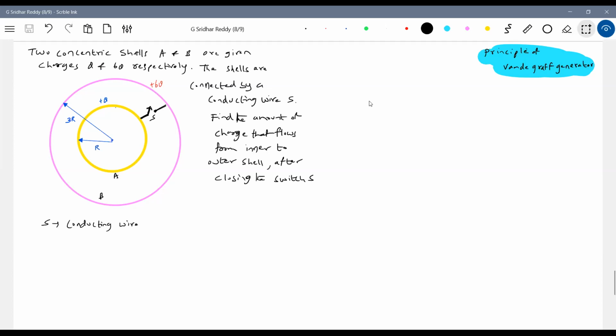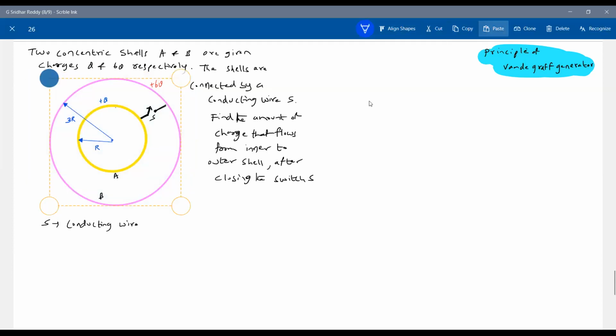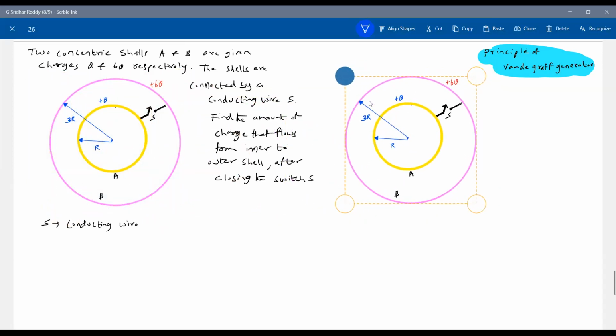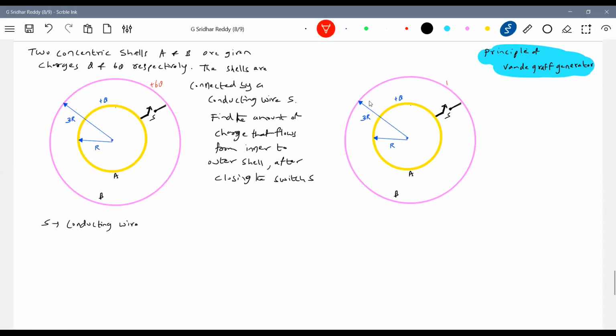So after closing the switch, what charges are there? It's a conducting switch, no? This particular switch is made of iron. These are conducting shells again, thin copper shells. Two thin copper concentric shells.